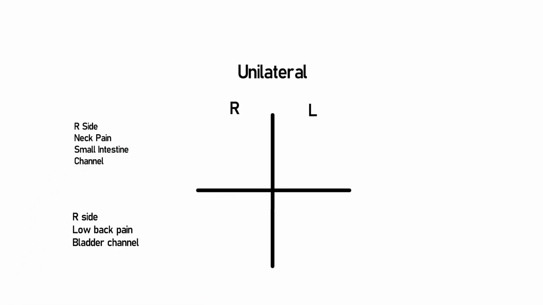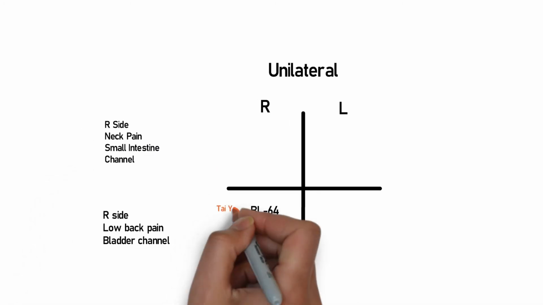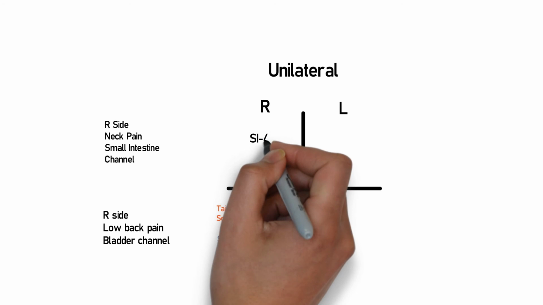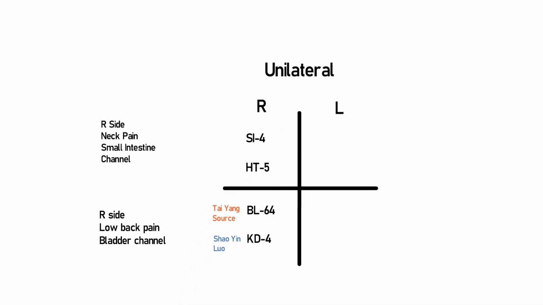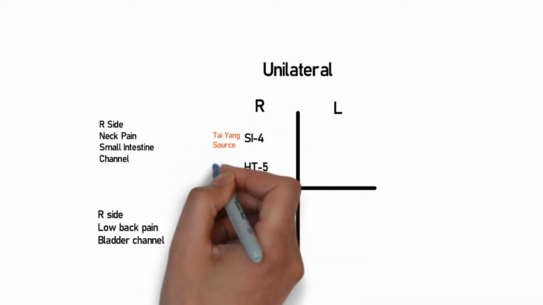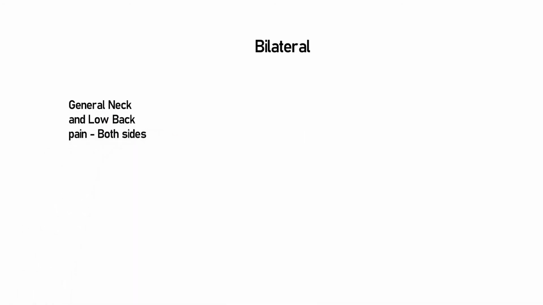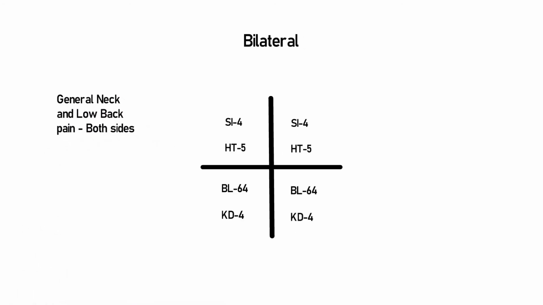So I could use on the same side bladder 64, kidney 4, and small intestine 4 and heart 5, also on the same side. That's a unilateral same side treatment. Bilateral, in case of a general neck and low back pain, I could use the same point combination in a bilateral configuration.